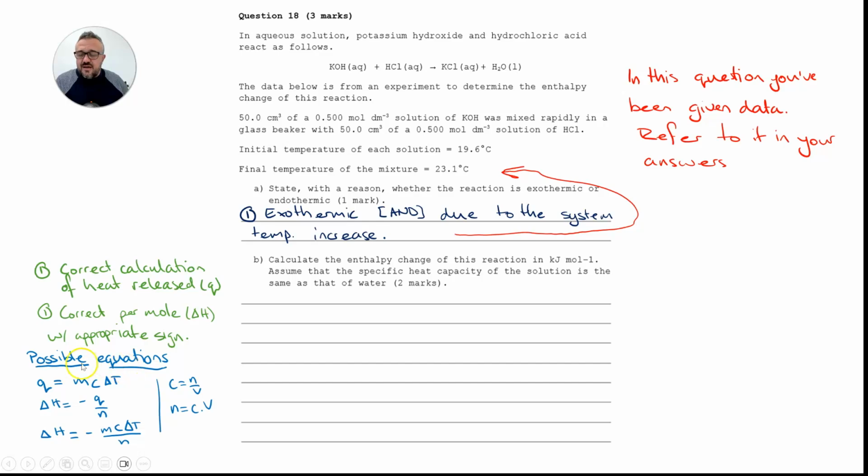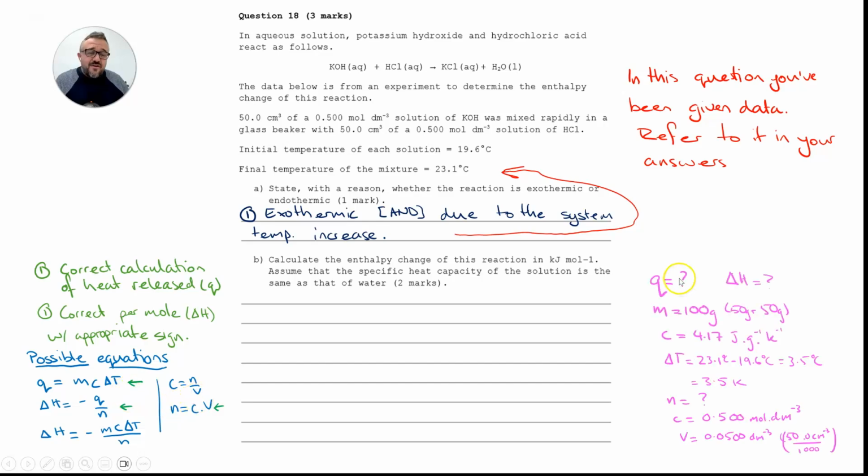Alrighty, so here are our possible equations. We have Q equals mcΔT, my favorite equation in all of chemistry. Actually, no, it's this one. Delta H equals negative mcΔT over moles. We have delta H equals negative Q over n. We have concentration equals moles per volume. Moles equals concentration times volume. So let's have a look. We are going to use these three because these are the variables we have.